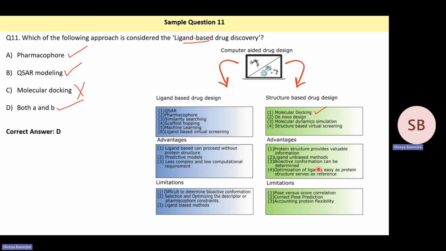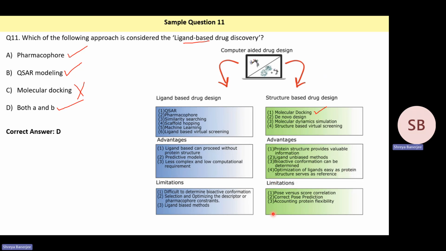In structure-based drug design also, you have certain advantages because you know the three-dimensional structure of the protein. There is a lot of valuable information about the binding pocket, which helps to design the drug. And it is not biased by any ligand. You can just focus on the target. Because you know the three-dimensional structure of the protein, the bioactive conformation can be easily determined, and optimization of ligands is much easier because you know the binding pocket.